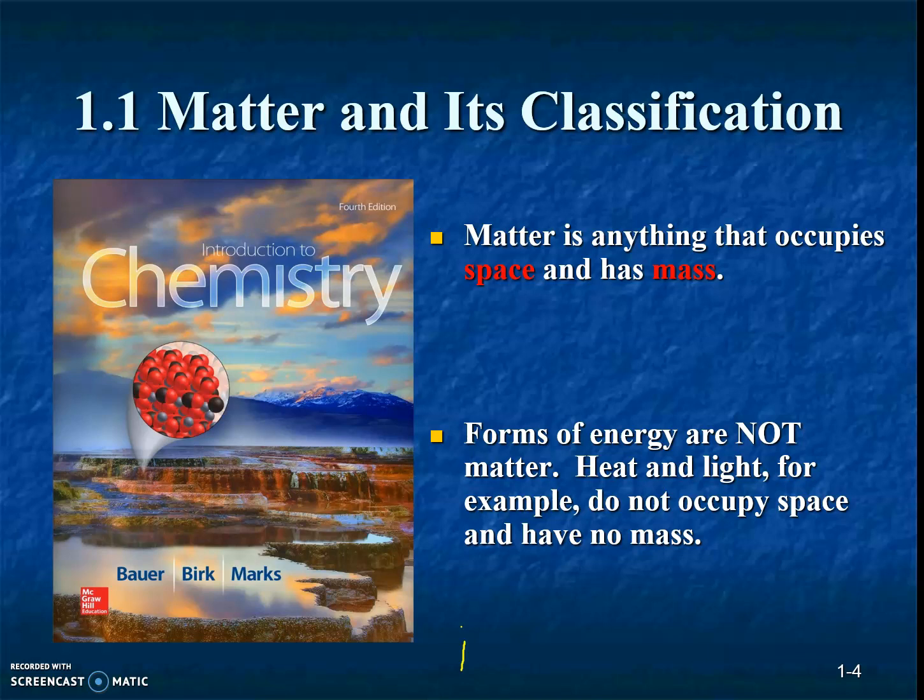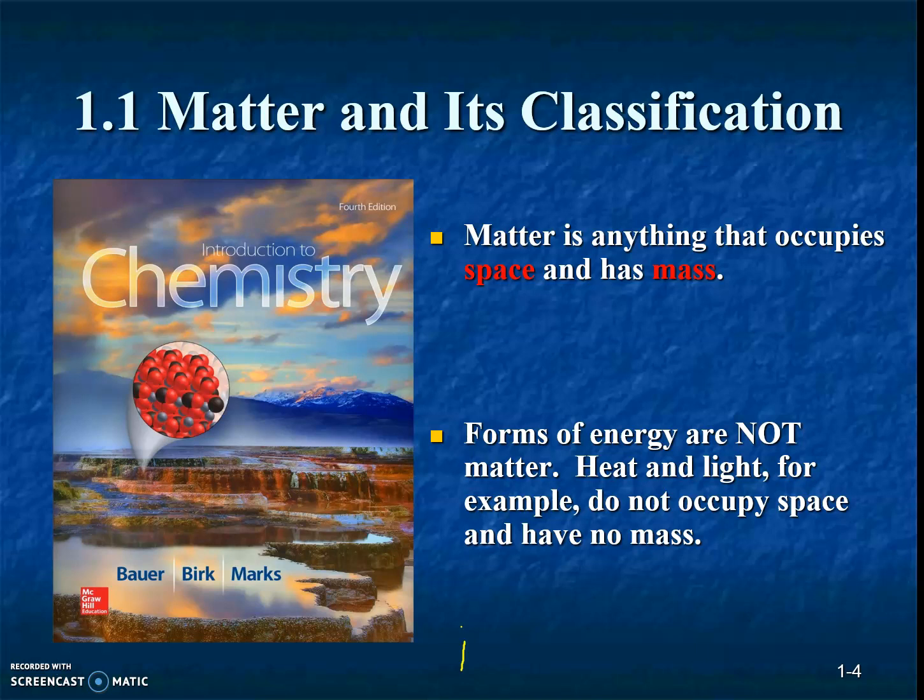Chapter 1, Section 1, Matter and its classification. Before we know how to classify matter, we have to know what is matter. So the definition of matter is anything that occupies space and has mass, like the building, like the desk, like the computer, the whole earth, you and me. We are all matter because we all occupy space and we have mass.